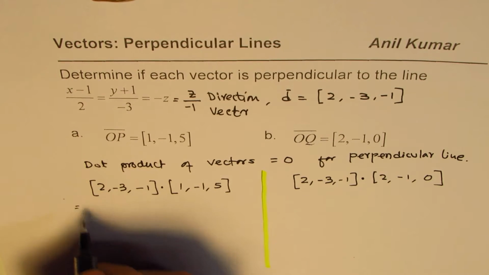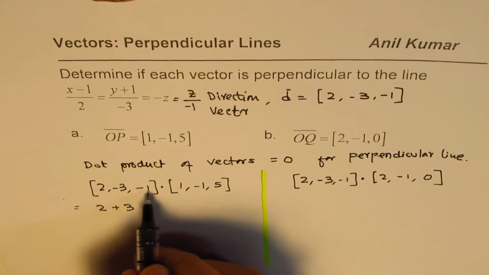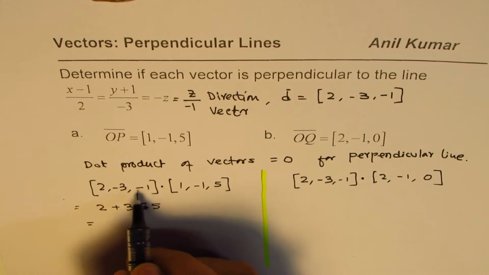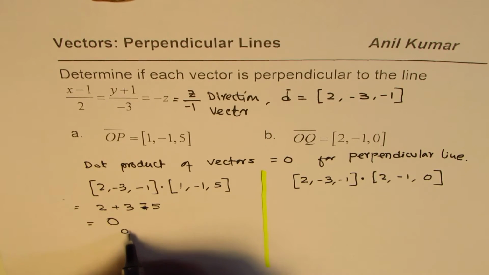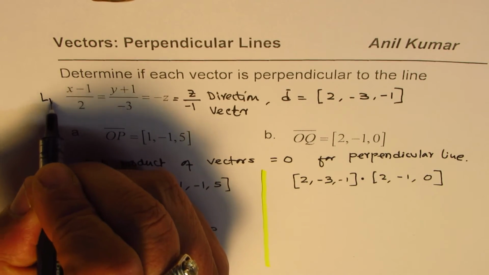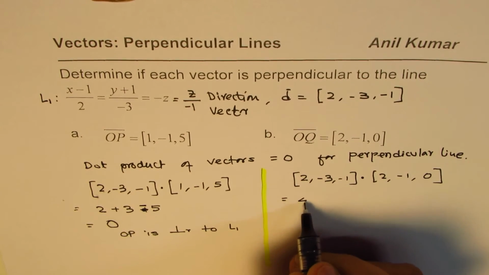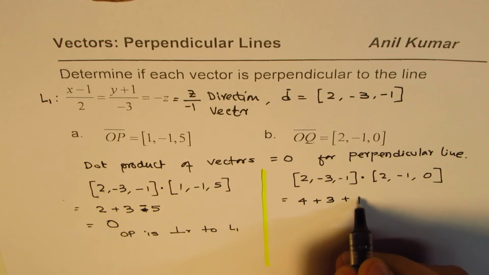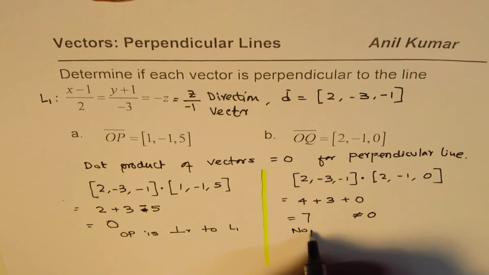So the dot product is, for this, 2 times 1 is 2, minus 3 times minus 1 is plus 3, minus 1 times 5 is minus 5, and that is indeed equal to 0. So that means OP is perpendicular to, let's say this line is L1, to L1. Let's do the same thing here. 2 times 2 is 4, minus 3 times minus 1 is plus 3, and anything times 0 is 0. So we get 7. Since this is not equal to 0, it is not perpendicular.